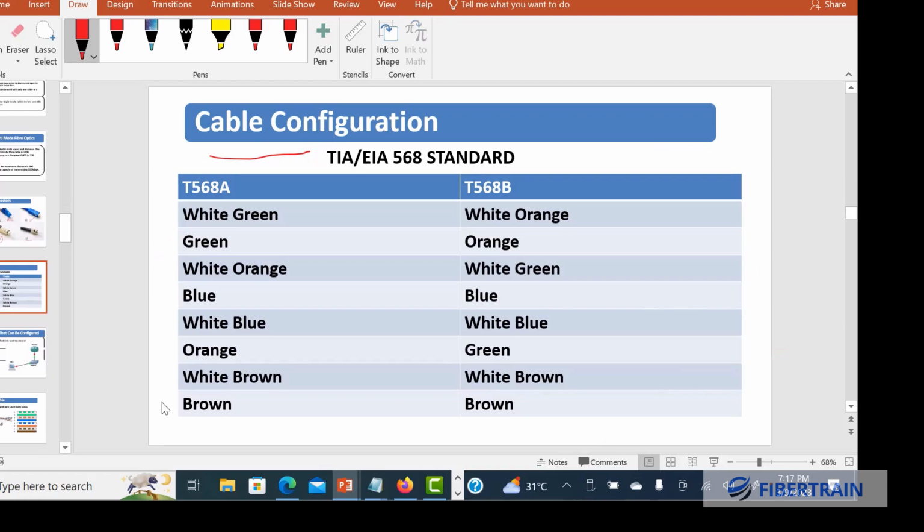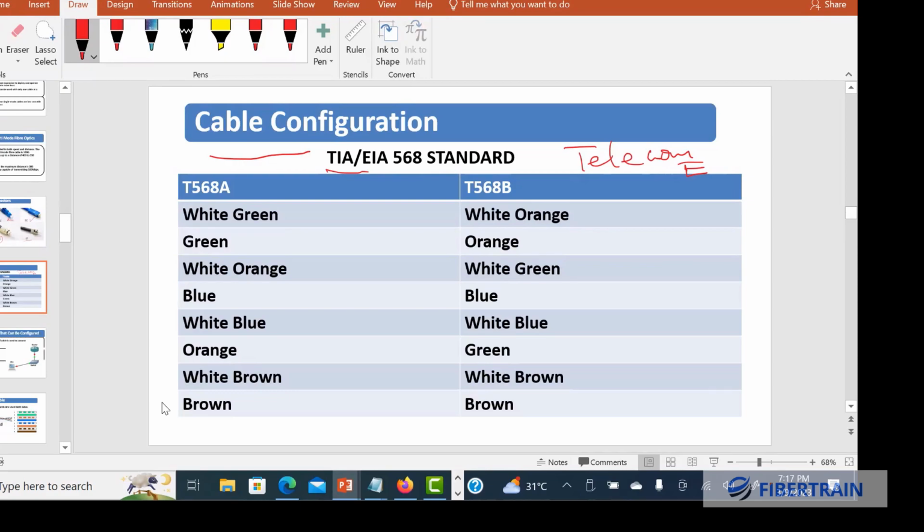And when we're talking about cable configuration, we have two standards. By the way, this TIA stands for Telecommunications Industry Association, telecom, right? So Telecommunications Industry Association or Telecommunications Industry Alliance, and the EIA stands for Electronics Industry Alliance or Electronics Industry Association. So these two bodies set up the 568 standard. And what does the 568 standard say? It guides us on how we should arrange and configure category cables.